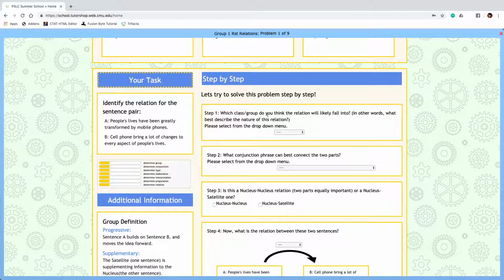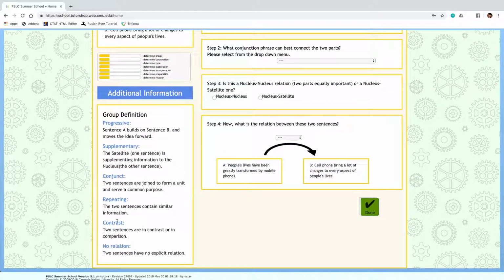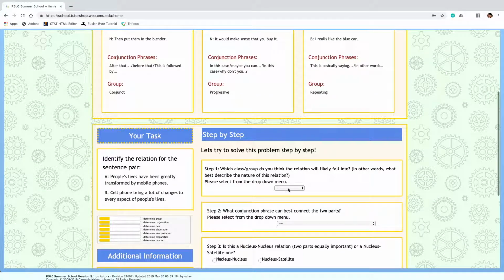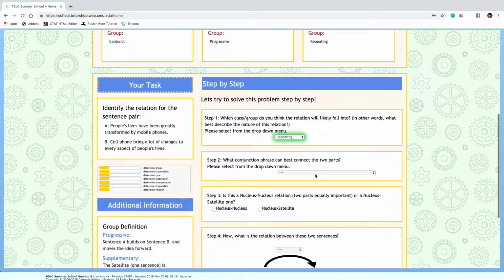So which one class or group do you think this relation will likely fall into? Here are the 6 groups. We see it's sort of like repeating, right? But maybe we can choose a wrong answer for now. So it will prompt you with a red hello showing that it is wrong. Repeating, and then it's right.